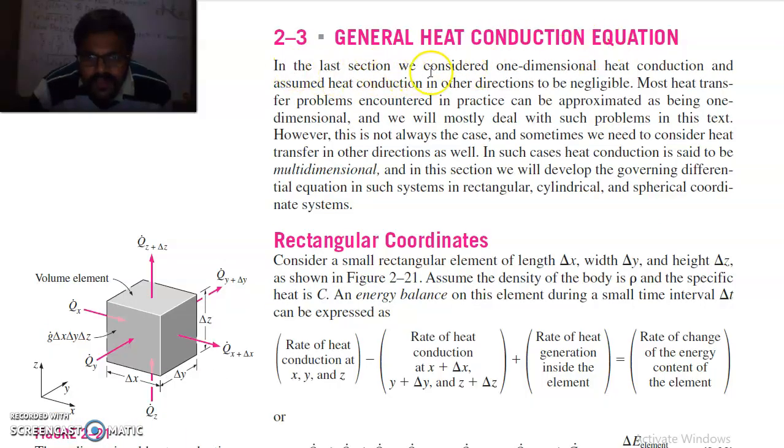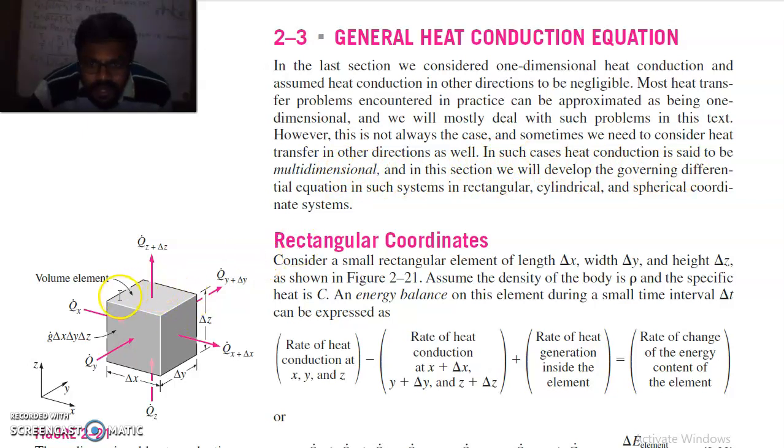In the last section we considered one dimensional heat conduction and assumed heat conduction in other directions to be negligible. Most heat transfer problems encountered in practice can be approximated as being one dimensional, and we will mostly deal with such problems. However, this is not always the case, and sometimes we need to consider heat transfer in other directions as well. So in such a case, heat conduction is said to be multidimensional.